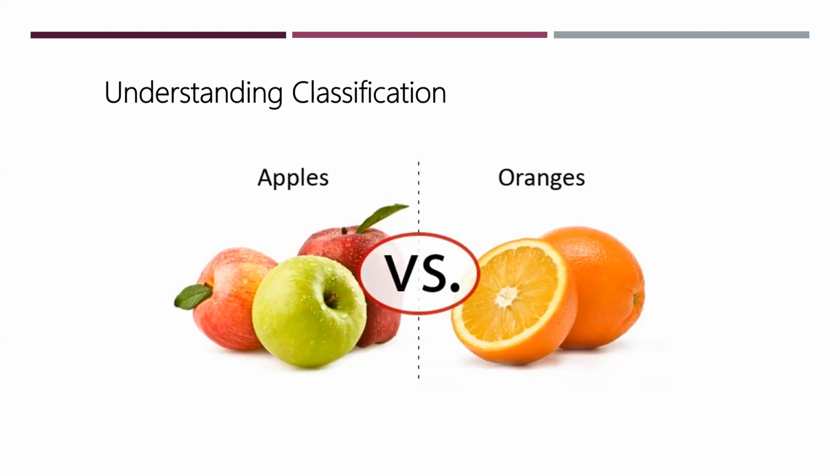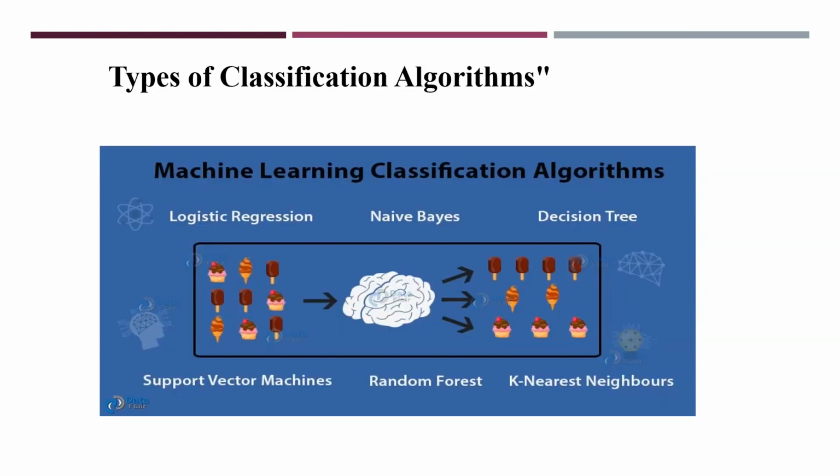Next, we will try to understand classification. Imagine you have a dataset containing information about fruits and you want to classify them as either apple or orange based on features like color, size, and shape. This is where classification algorithms come into play. There are several types of classification algorithms, each with its unique characteristics and suitability for different types of datasets. Some popular ones are logistic regression, naive Bayes, decision trees, support vector machines, random forest, and k-nearest neighbors.